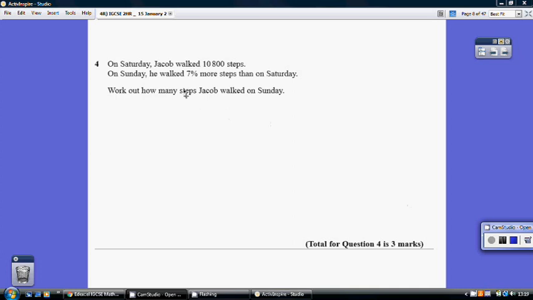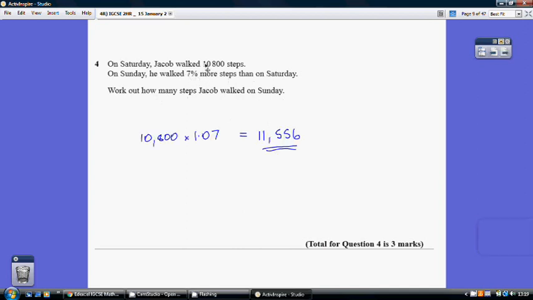Question 4. On Sunday he walked 7% more steps than on Saturday. How many steps did he walk on Sunday? We can do this using a multiplier. As we've got a 7% increase, our multiplier is going to be 1.07. So 10,800 multiplied by 1.07 gives us 11,556 steps.